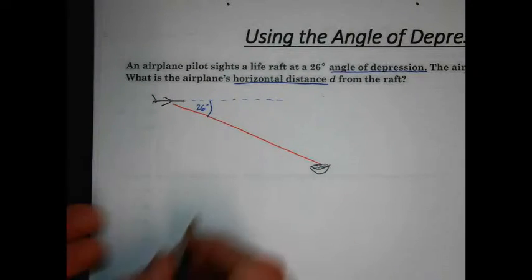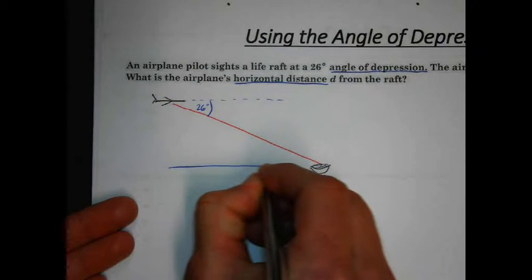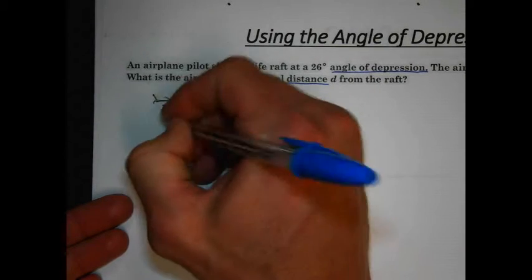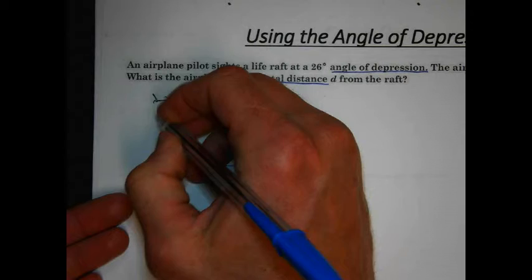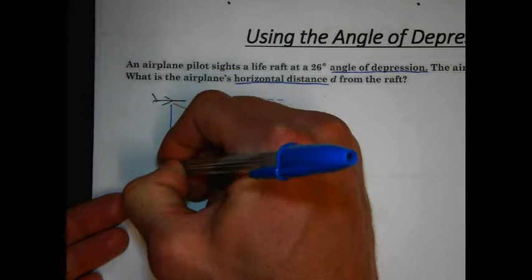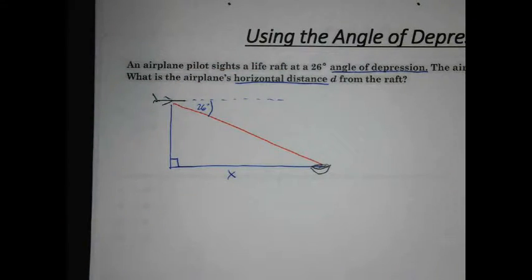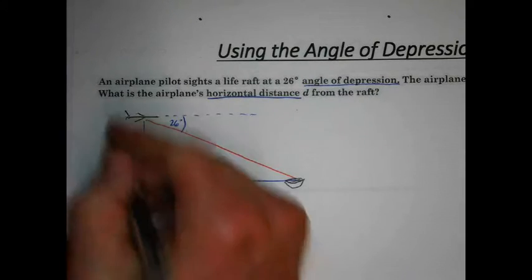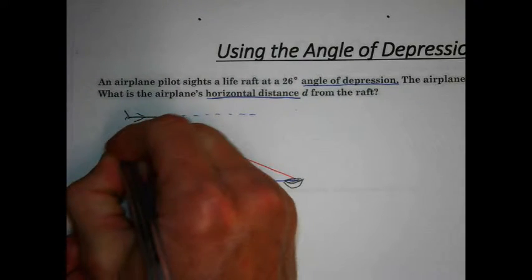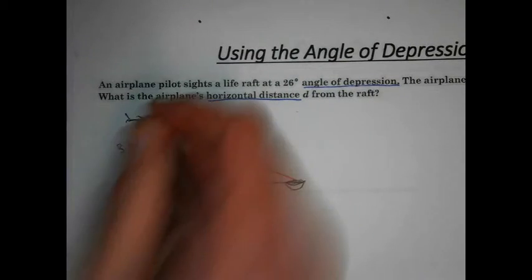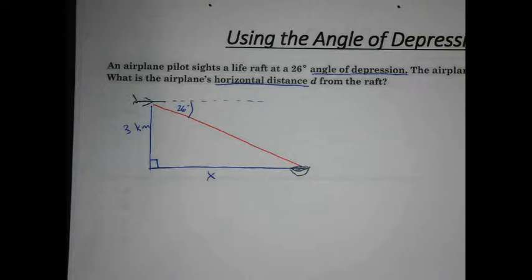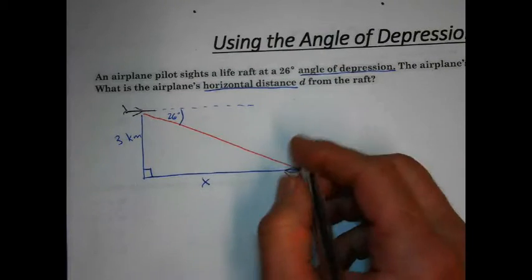And the question is about the plane's horizontal distance to the life raft. So that's the plane's horizontal distance. And how can we figure horizontal distance? Well, it's based off of altitude. So we have our right triangle, and the altitude in the problem was 3 kilometers. We have our angle of depression. We have our life raft. So we clearly can start seeing the function that we're going to use. Hopefully you already see the trig function that we're going to use.